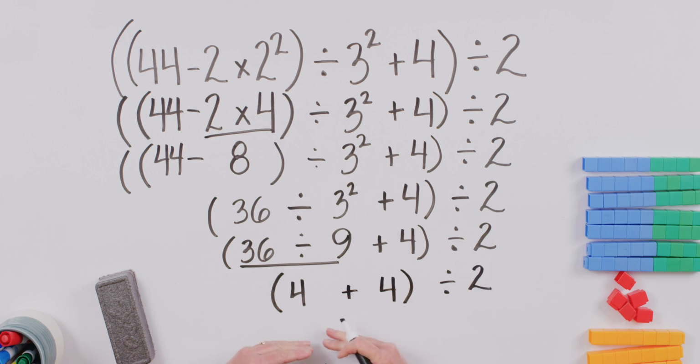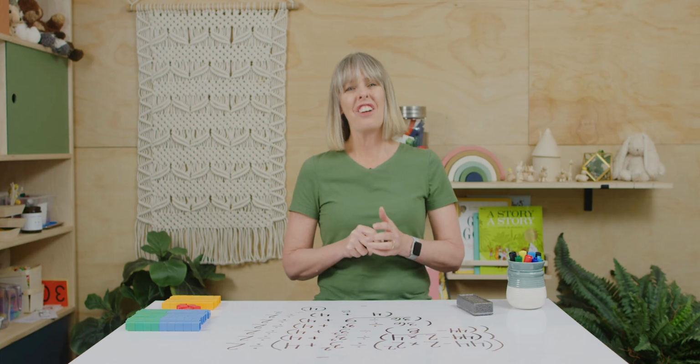Now I am running out of board space here, so I'm going to write a little bit smaller, but again, we're working within our parentheses. 4 and 4 is 8. And we're going to divide by 2. 8 divided by 2 is, woo, 4. Great job, you guys.